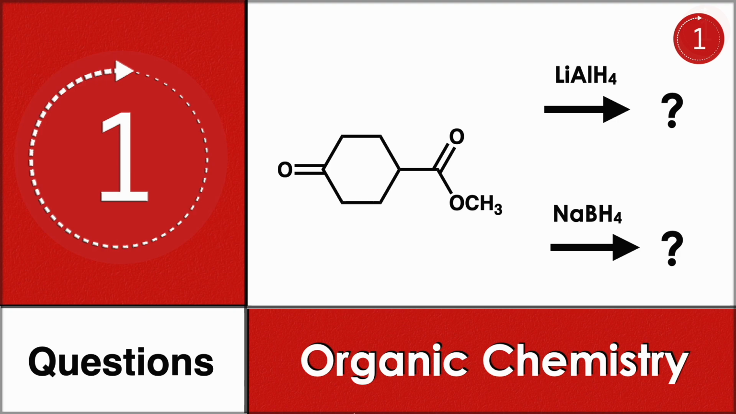Here you have cyclohexanone. In the fourth position you have an ester. You are reacting it with lithium aluminum hydride and sodium borohydride. You should find what difference it can make in the product.